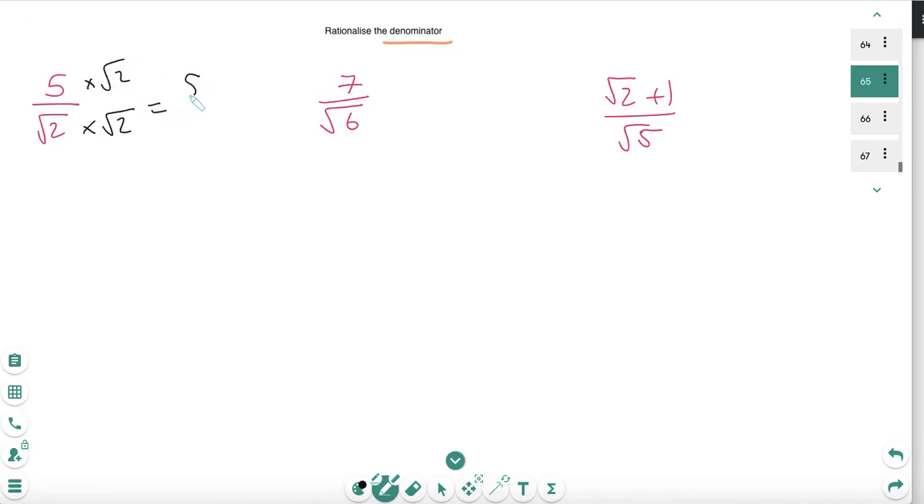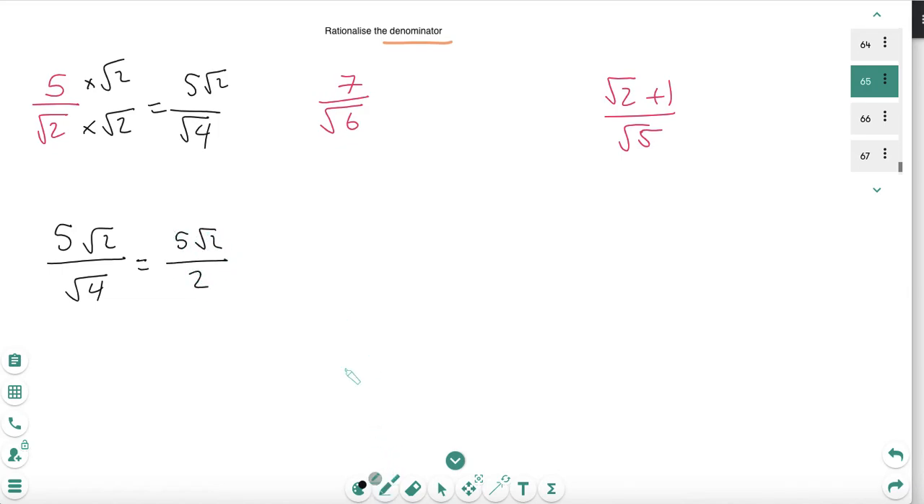5 times root 2 is 5 root 2. Root 2 times root 2 is square root of 4. 5 root 2 over the square root of 4. Let's simplify that. Well, look at that. The square root of 4 is just 2. So it's just going to be 5 root 2 over 2. Now I see two terms, the top term and a bottom term. We're going to focus on just the integers, the whole numbers. Can we simplify 5 and 2? No. That's our final answer, okay? Easy peasy.